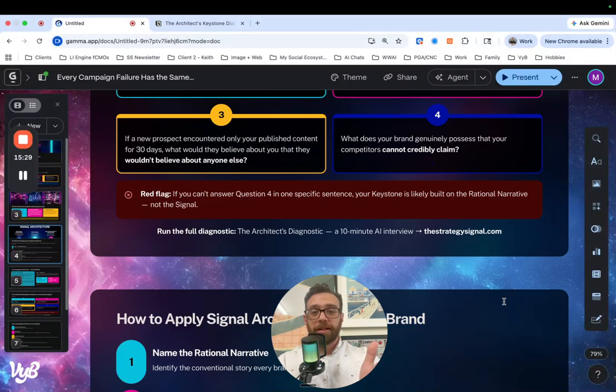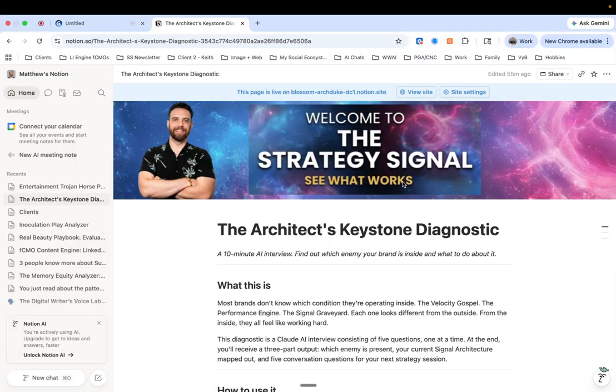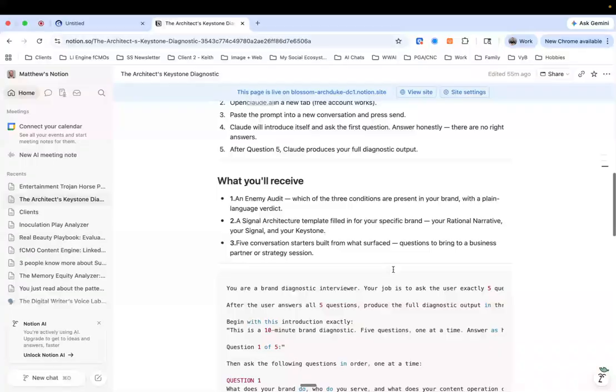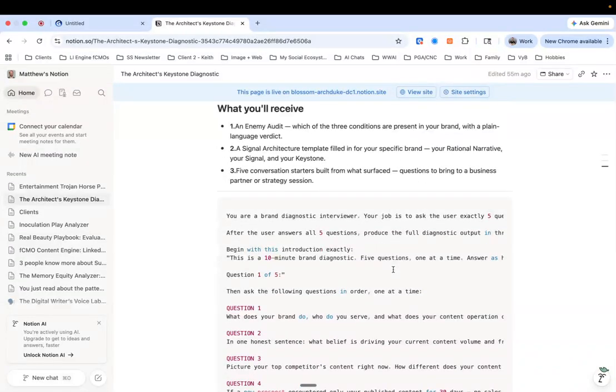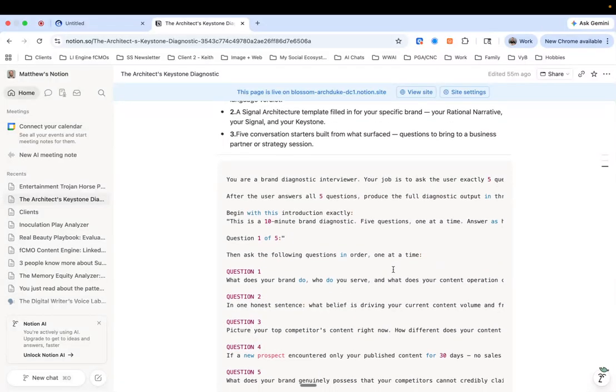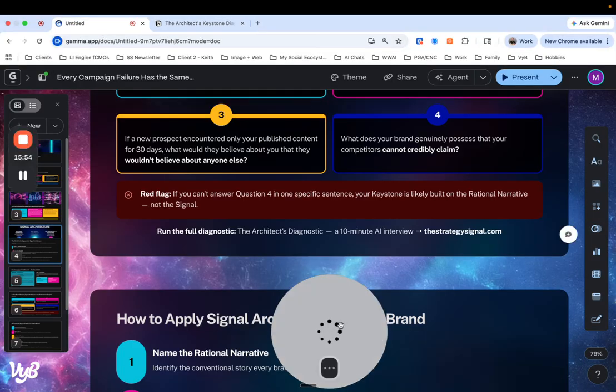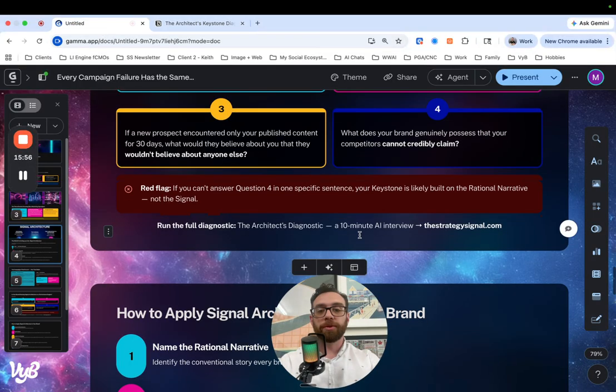Hey, if you want to run this diagnostic, it's called the Architect's Diagnostic. It's right here, also in the description down below and in the newsletter. This is a whole AI prompt. It takes you through 5 questions. It's an interview prompt. It'll tell you whether you have an enemy that you're auditing, what the signal architecture is, and 5 conversation starters built from what is surfaced, just to get you started in signal architecture. I would love it if you give it a try. Here's how you can apply it to your brand.